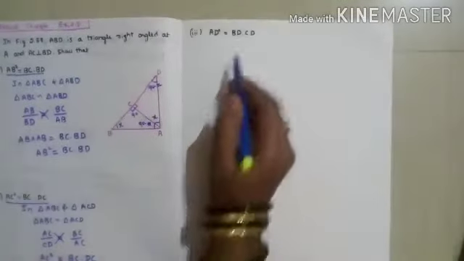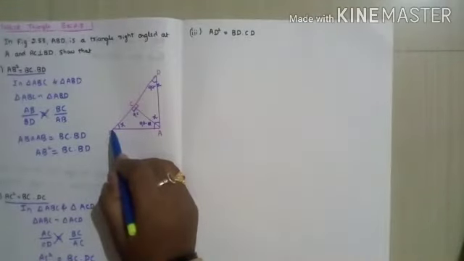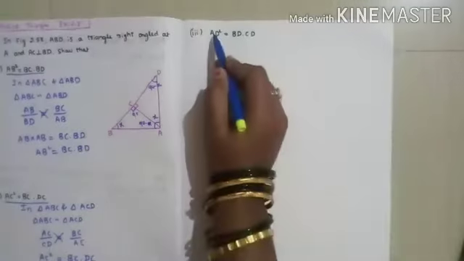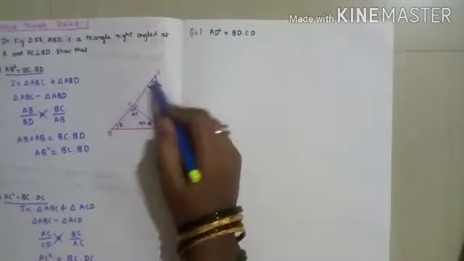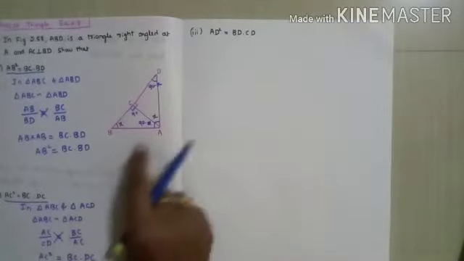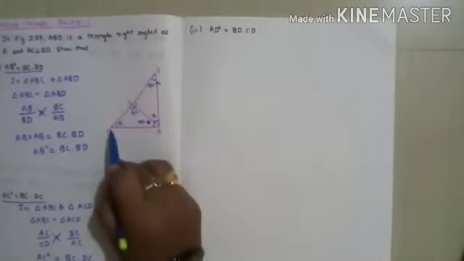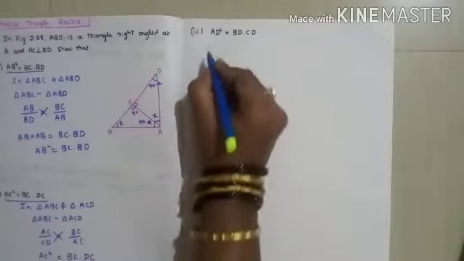Now you see, BD is the side of the bigger triangle and AD is the side of ACD. See, first time we considered ABC and ABD. Second time we considered the two smaller triangles. Now we have to consider ABD and ACD, this smaller triangle and bigger triangle.